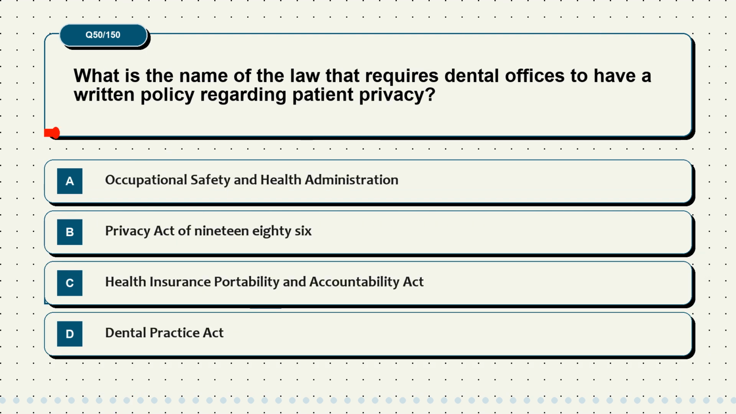Question 50. What is the name of the law that requires dental offices to have a written policy regarding patient privacy? Here are the options. Option A, Occupational Safety and Health Administration. Option B, Privacy Act of 1986. Option C, Health Insurance Portability and Accountability Act. Option D, Dental Practice Act.